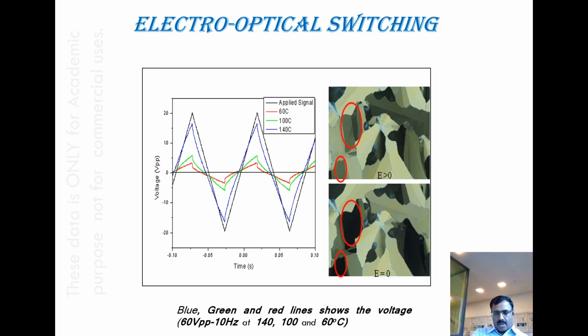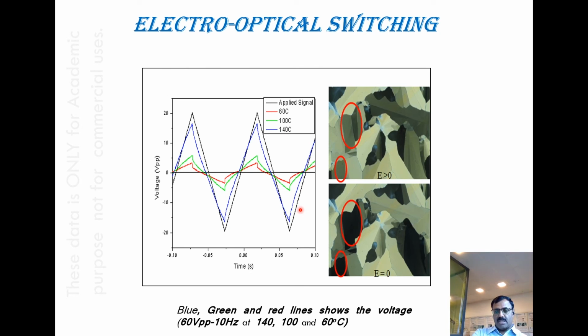So now with this molecule we want to show the electro-optical switching. Electro-optical switching means when we give some current to a molecule, it will go to the other states. Or when we release the voltage, it should come to the relaxation state. So here you can see lines, green, red, and blue and black. Here we fix the voltage at 60 volts, 10 hertz, but we vary the temperature.